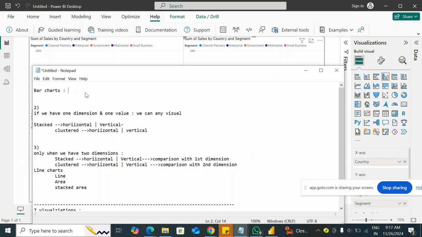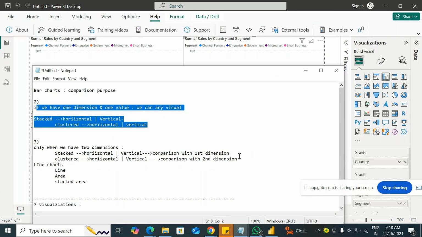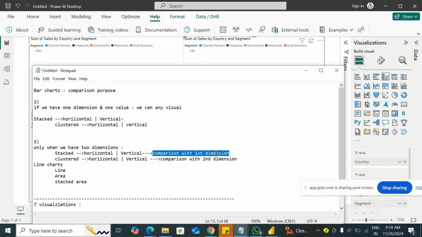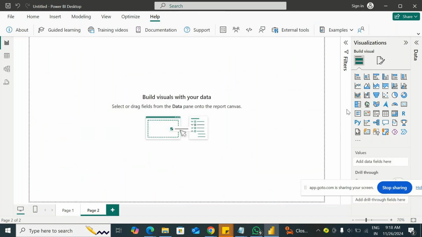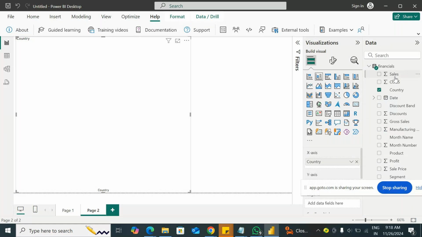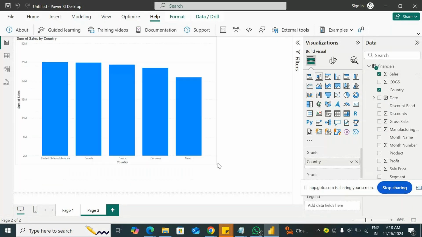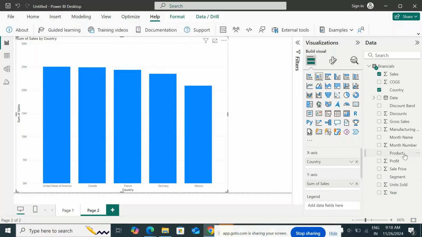First of all, bar charts and line charts are for comparison purposes. If you want to compare the data, we are going to use this one. If you have one dimension, all are same. If you have two dimensions, we have these use cases. So let's understand what that is. Let me take a fresh visual and revise sales by one dimension. So I have a country and I have a product also.